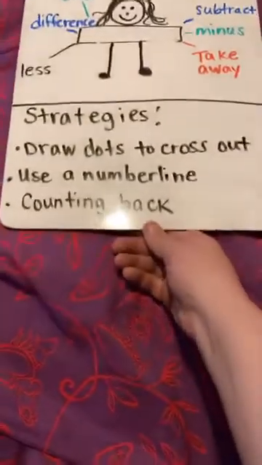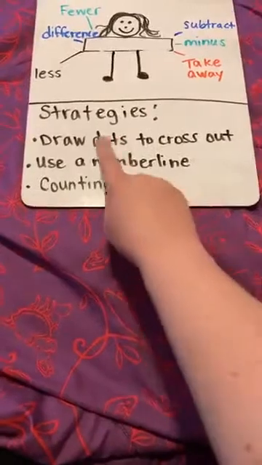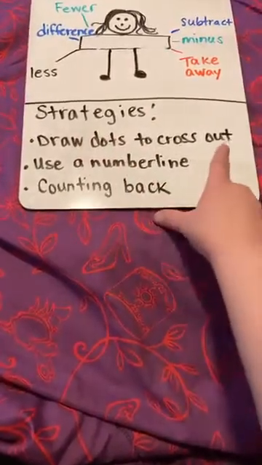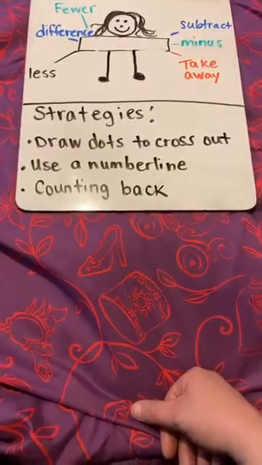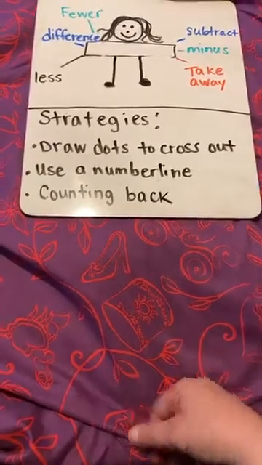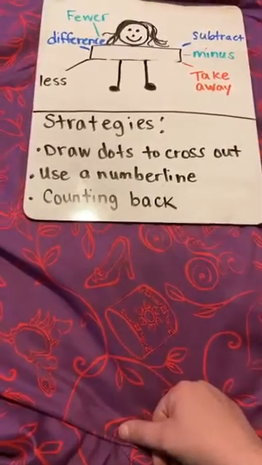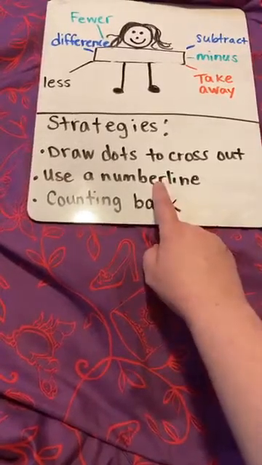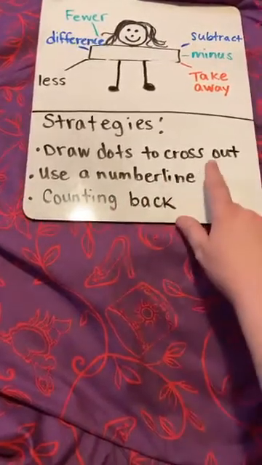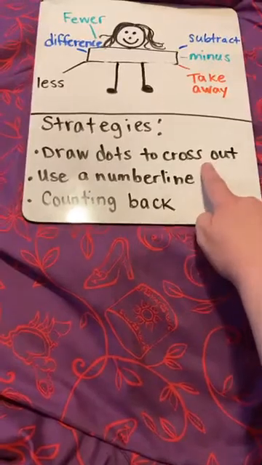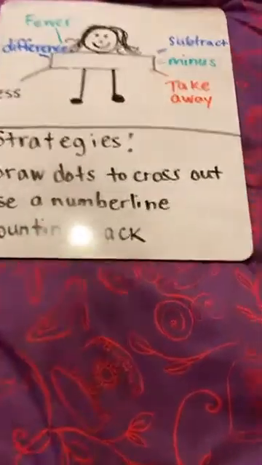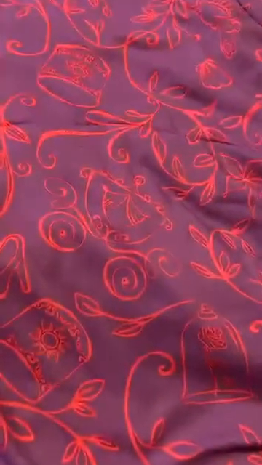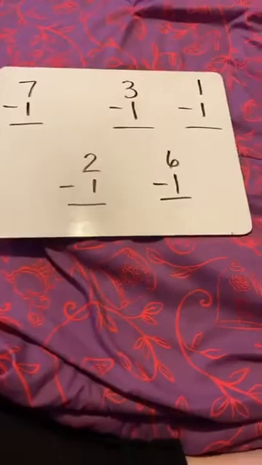Now, yesterday, we kind of used the strategy of drawing dots and crossing them out to see how many we have left, with our zeros, and having the end answer be a 0. Today we're going to practice using a number line, counting back, and then also we'll practice this one a little bit more so you can get a better idea. Okay, let's get started. I have some problems for us on my board here. Look at all those problems.